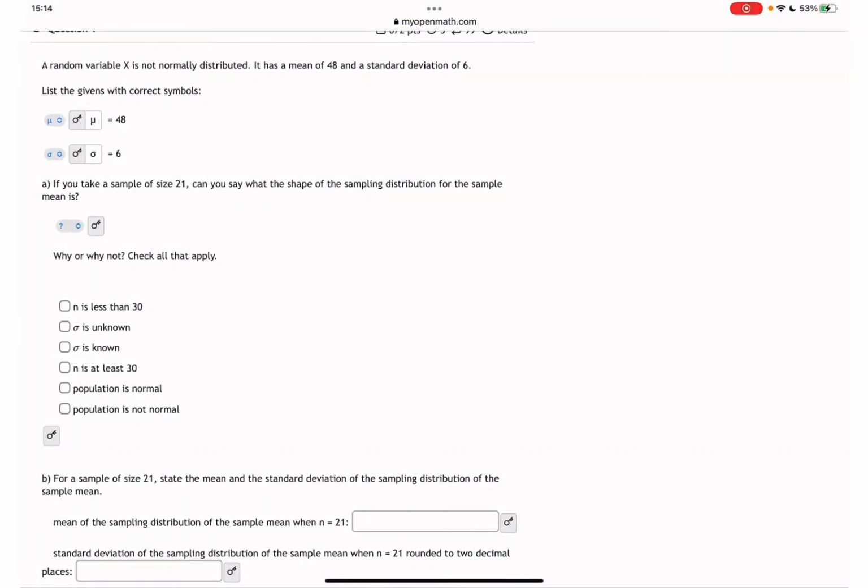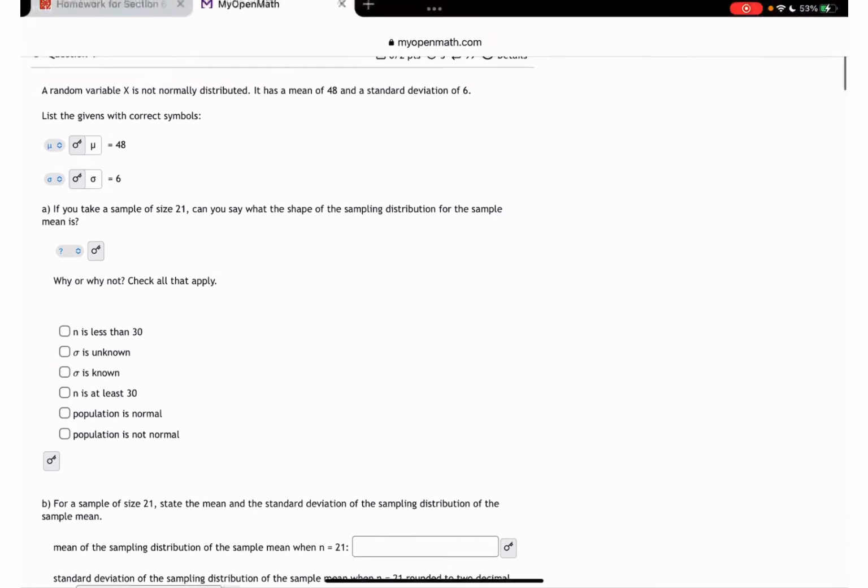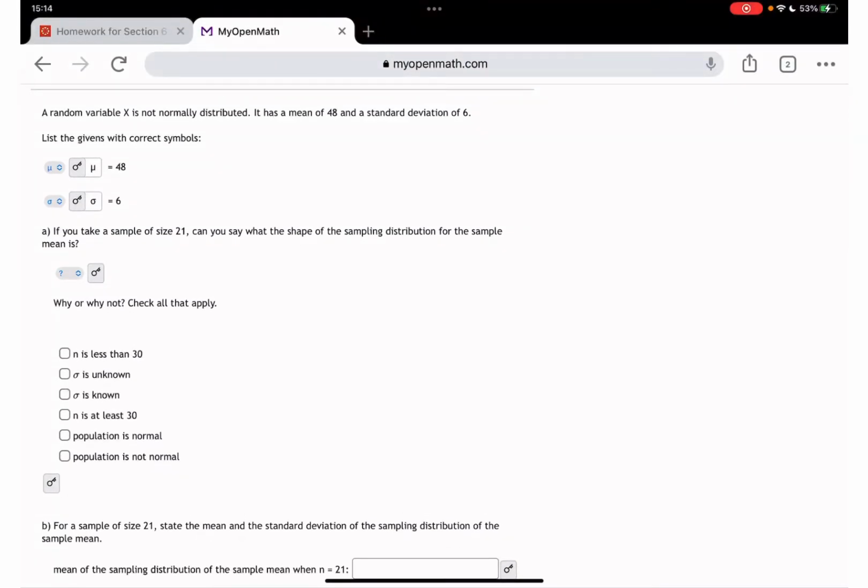Okay, question number A. If you take a sample size of 21, can you say what shape the sampling distribution of the sample mean has? No, because by the size of the sample, you can never say what kind of distribution it is, if it is normal or not normal. So we are saying no.